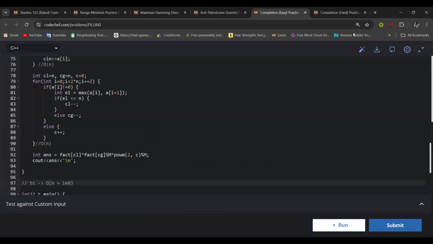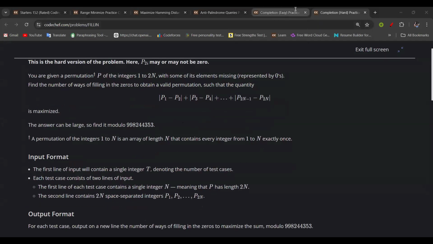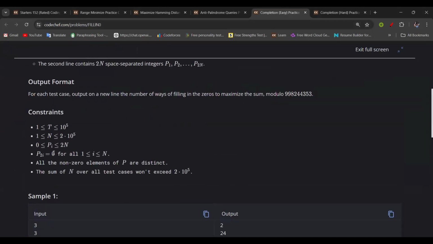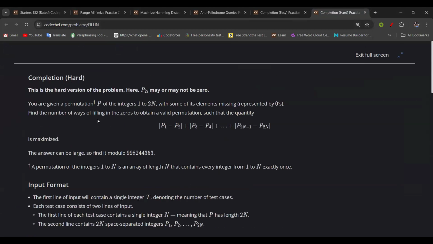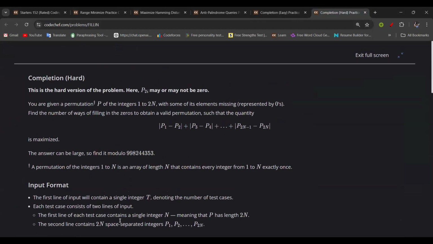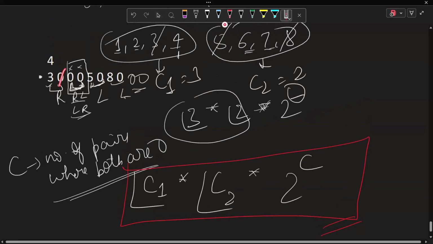Okay, so let's move to the harder version. Here in the harder version, the extra constraint that was given, that all the even indexes are 0, is not present here. That's the only change. Rest all the constraints remain the same. Now, what problem would it create? Let's try to think. If I'm telling that all the even indexes are not 0, it means some elements would be fixed.